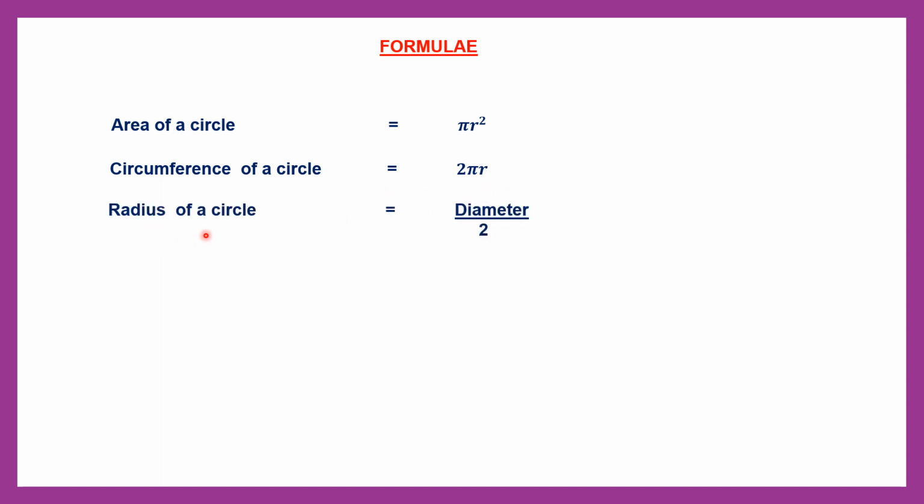So let's go through a few formulae before we start the remaining questions here. Now here, if you want to find the area of a circle, the formula is pi r square, where r is the radius. If you have to find the circumference of the circle, 2 pi r, again r is the radius. If you have to find the radius of a circle, then you can say diameter divided by 2. And if you have to find the diameter of the circle, it is 2 into r, which is radius. So now let's begin the exercise.